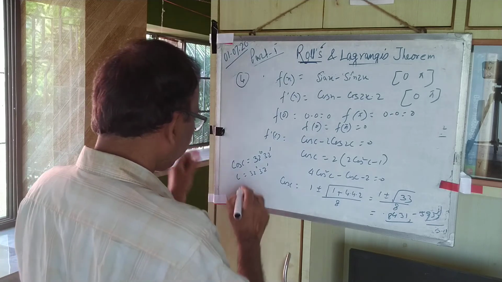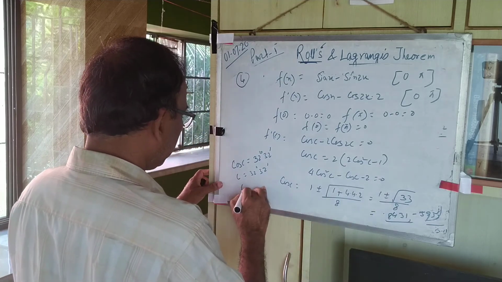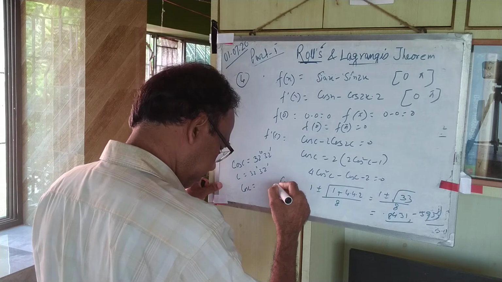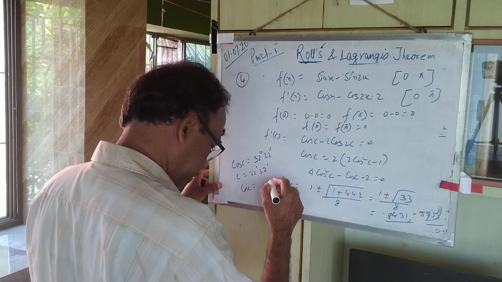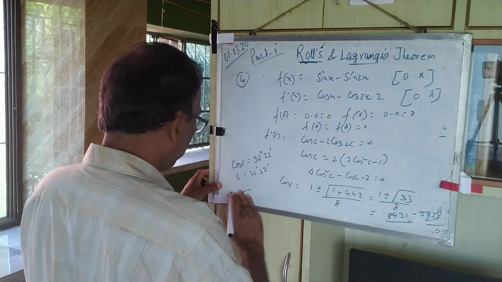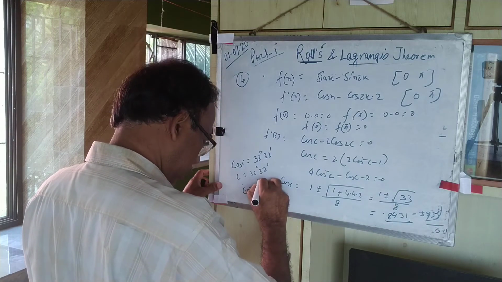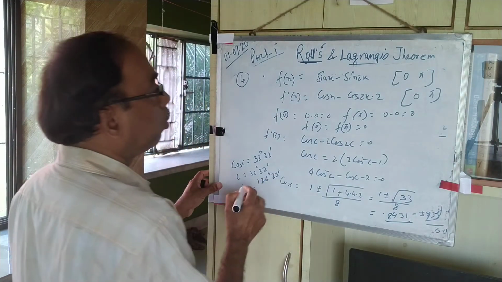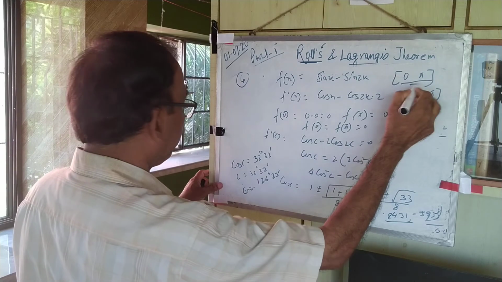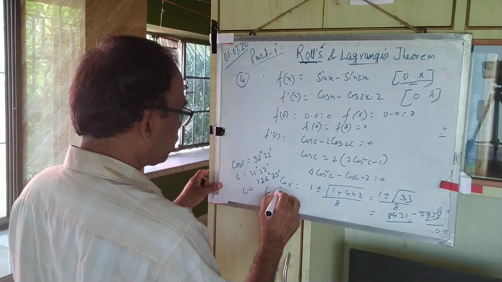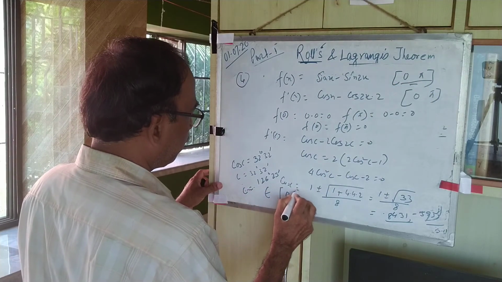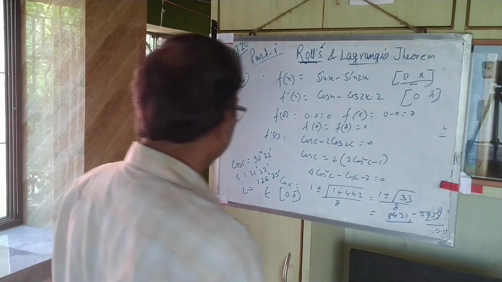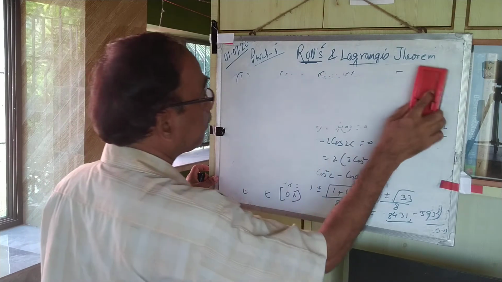And for the other one, when minus, cos c equals minus 0.5931, then we get c equals 126 degree 23 minute, which lies in the interval 0 to pi. Hence Rolle's theorem is verified. Now sum number 5.